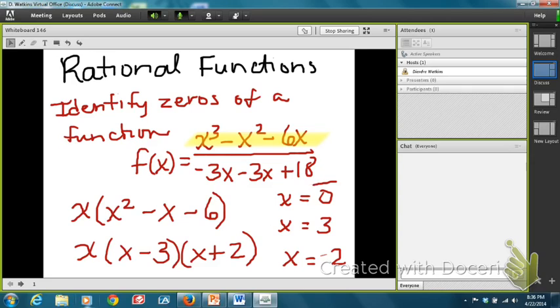So, my zeros of this particular function, I have 3 of them. They would be x equals 0, x equals 3, x equals negative 2. That means that this function crosses the x-axis at 0, 3, and negative 2.